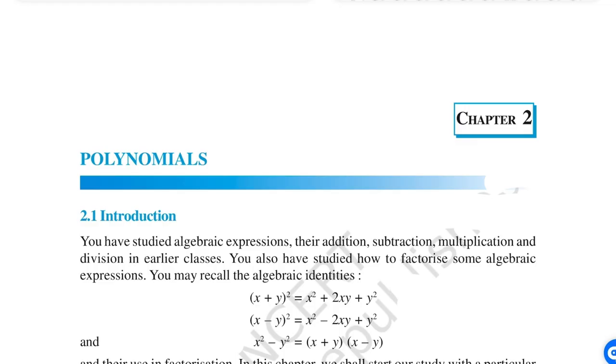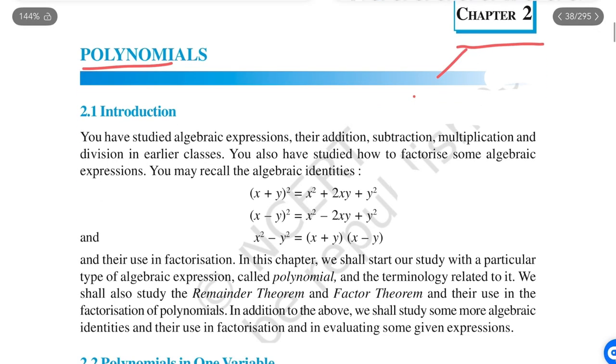So hello everyone, today we are going to study chapter 2 of class 9th NCERT, that is polynomials. So let's start.